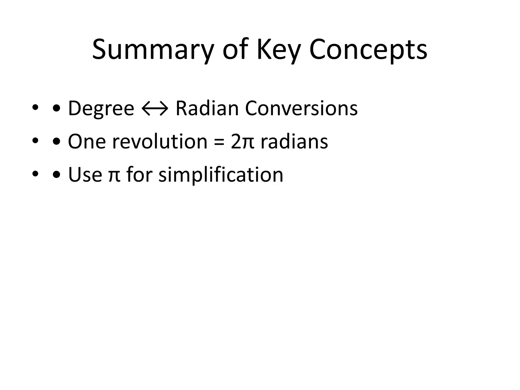So these are the concepts we learned: degree to radian conversions, one complete revolution, and using pi for simplification.